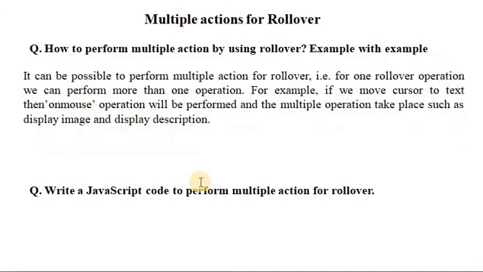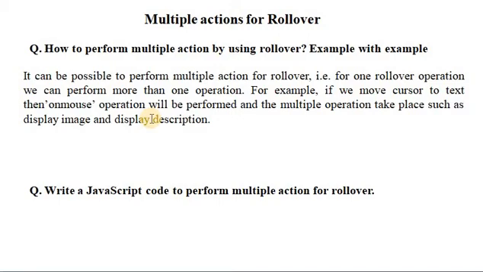Next point is multiple actions for rollover. How to perform multiple actions by using rollover? Explain with an example. This is the question related to this point, and the answer is, it is possible to perform multiple actions for rollover. That is, for one rollover operation, we can perform more than one operation. For example, if we move the cursor to the text, then the on mouse over operation will be performed, and multiple operations take place, such as displaying an image and displaying a description.